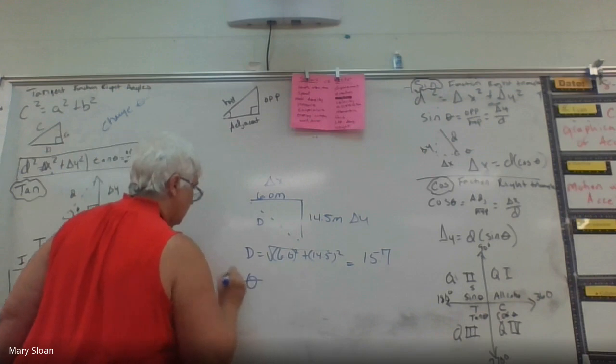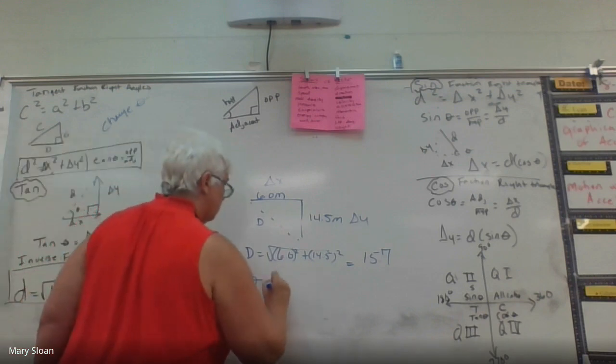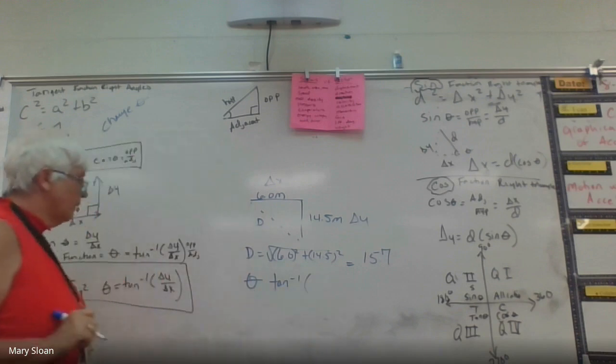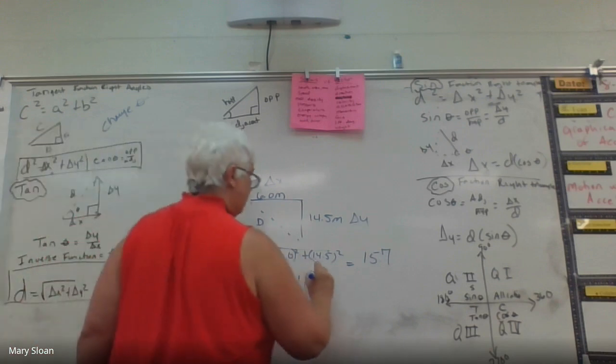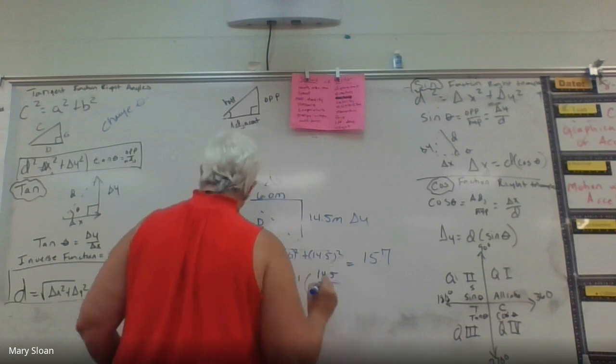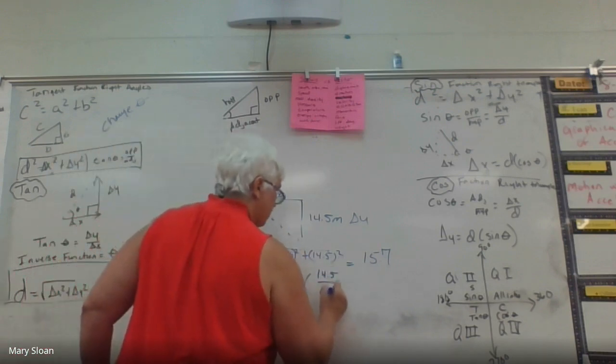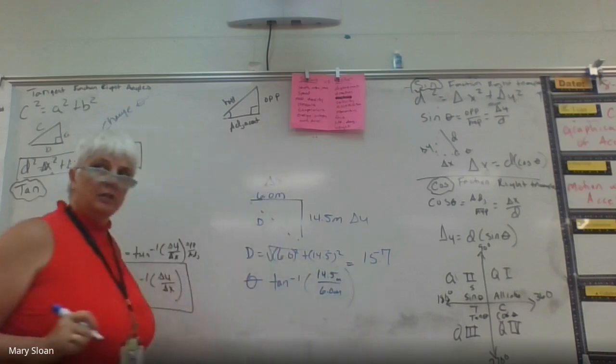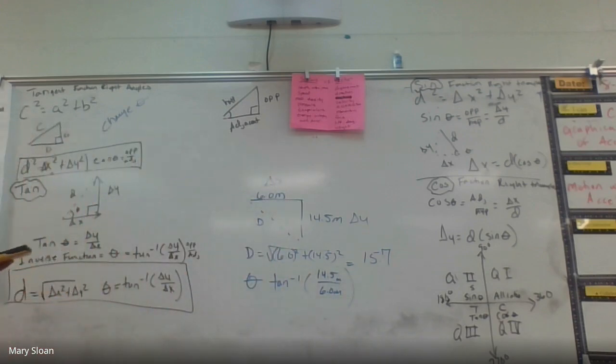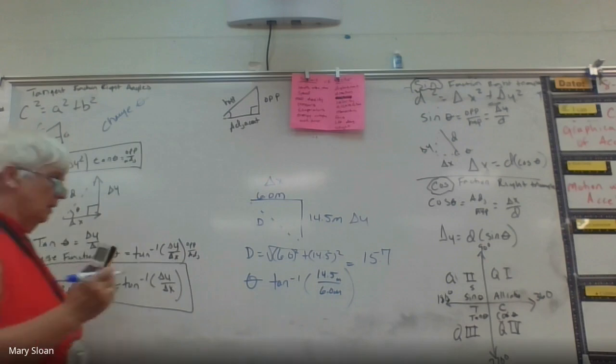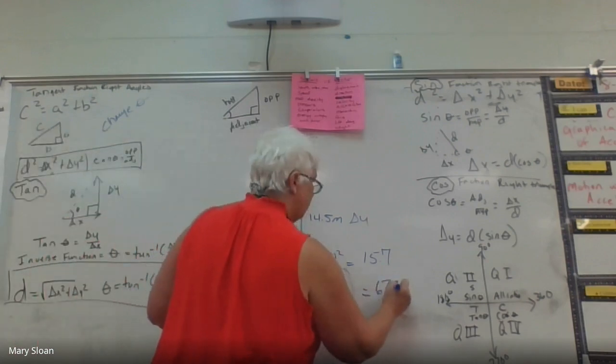So what are we going to use? Tangent inverse, right? What numbers are we going to use? Tangent of Y, which is 14.5, right? And we're going to divide that by 6.0 meters. Everybody good so far? Okay, so let's do tangent inverse of 14.5 over 6.0. I'm going to close my bracket. Did you get 67.5? So my angle is 67.5.